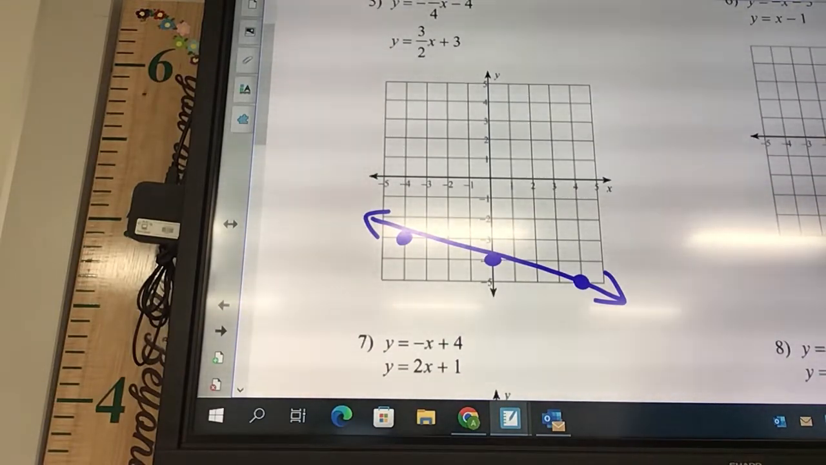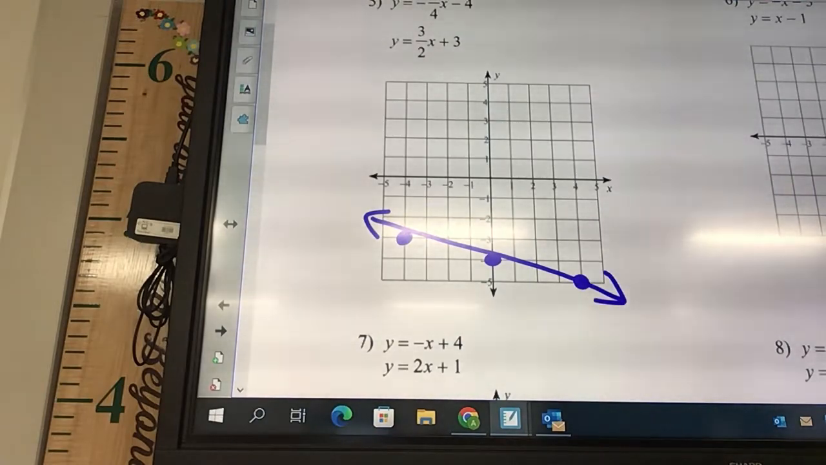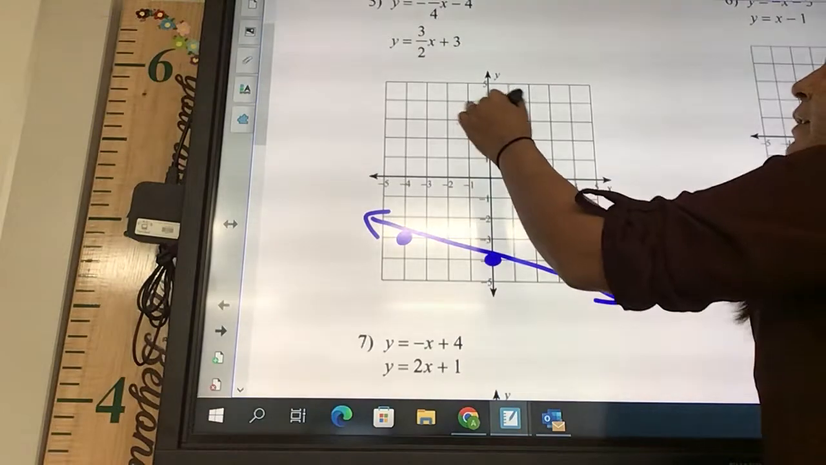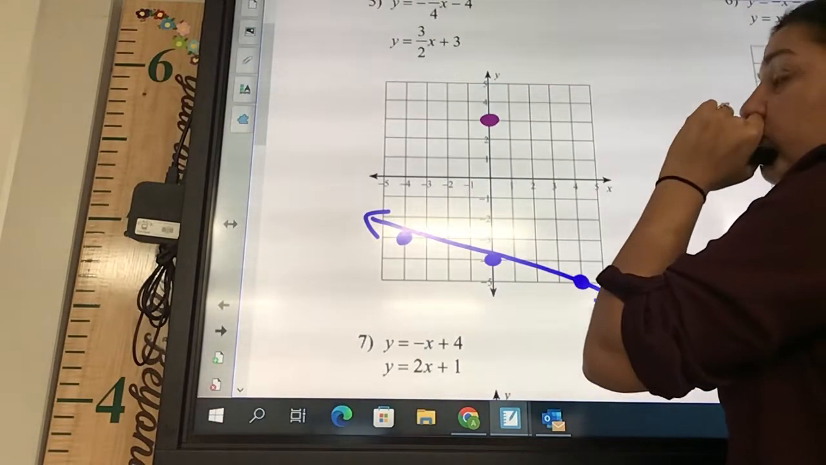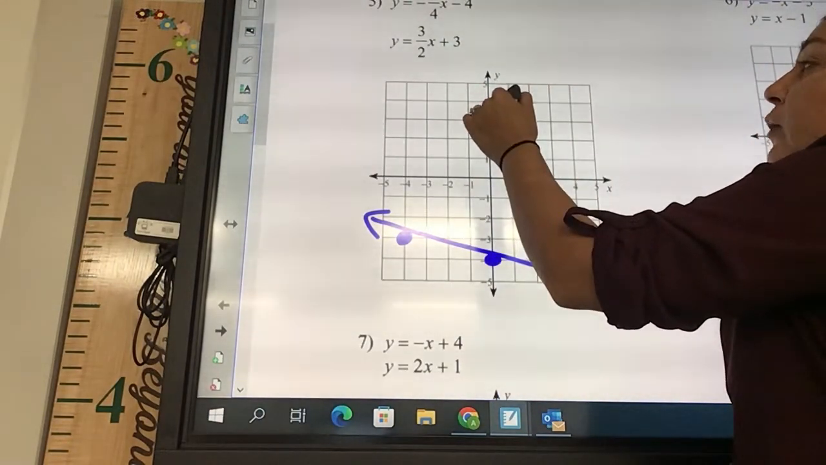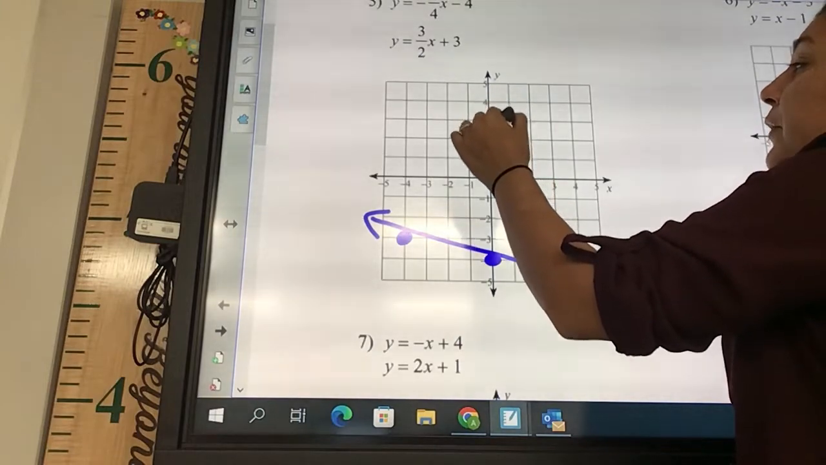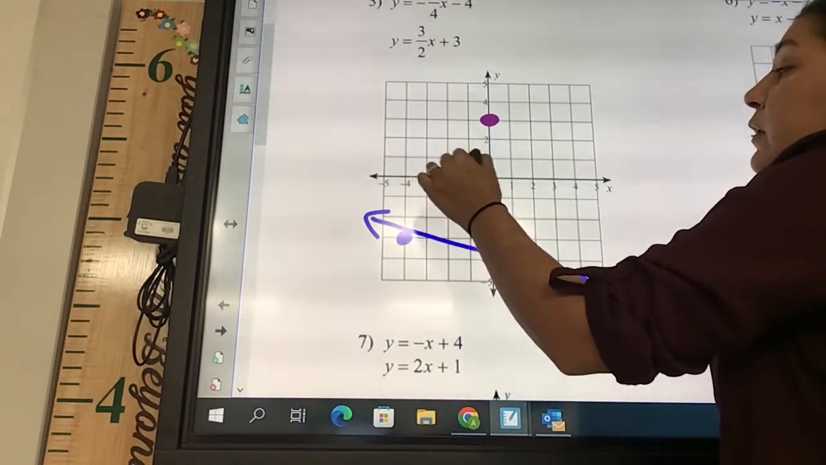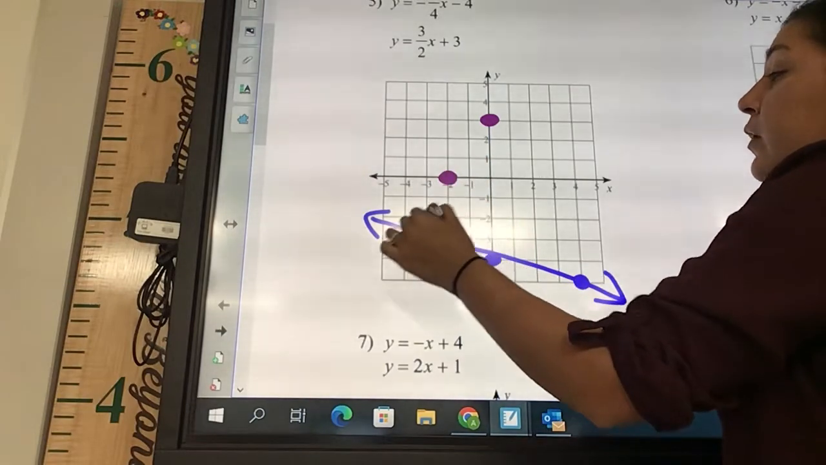Okay, line 2, where does it start? At 3. What is our slope? 3 over 2. Okay, can I go up 3? No. So I'm going to go down 3, 1, 2, 3, over 2, 1, 2. Down 3, 1, 2, 3, over 2.